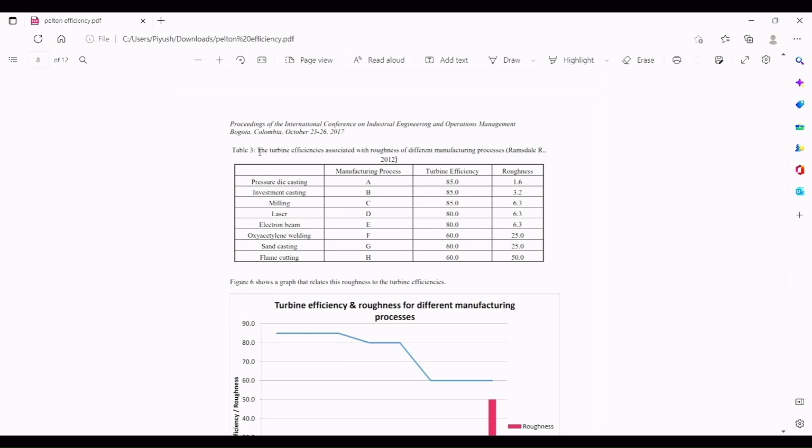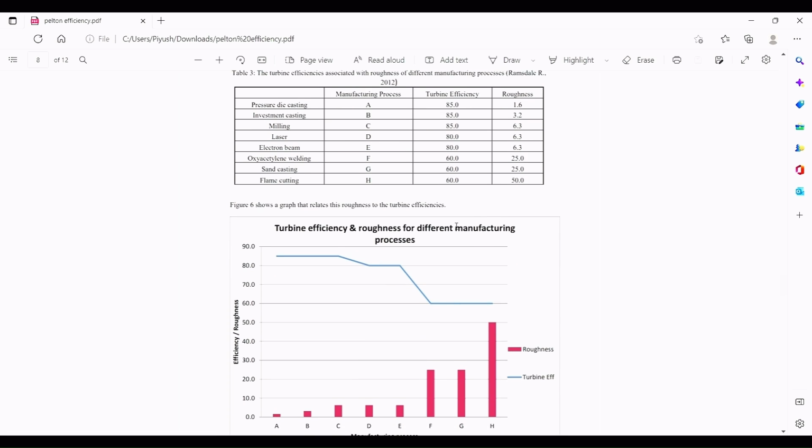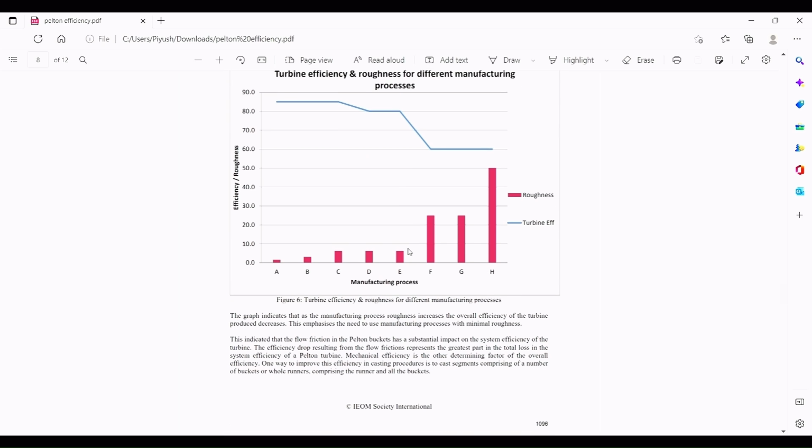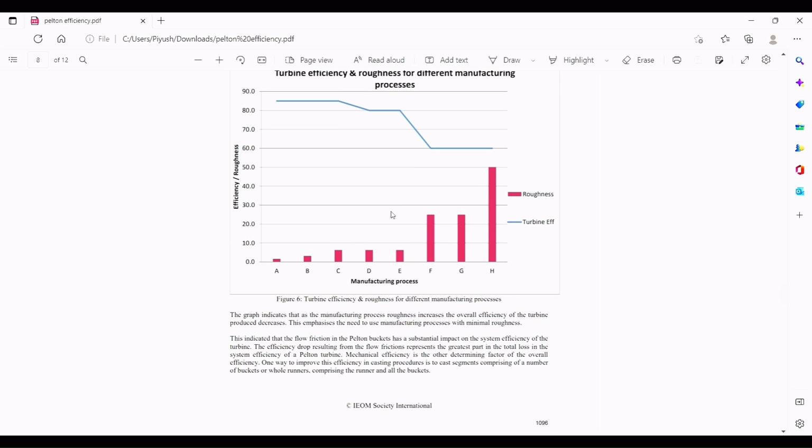The given table number 3 compares different manufacturing processes against the overall turbine efficiency associated with the manufacturing processes. Figure 6 shows a graph that relates this roughness to the turbine efficiencies. On x-axis we have the different method of manufacturing, and on y-axis we have the efficiencies. Blue line represents the turbine efficiency and red bar represents the roughness. Through this graph we came to know that the pressure die casting turns out to be the best method for manufacturing.